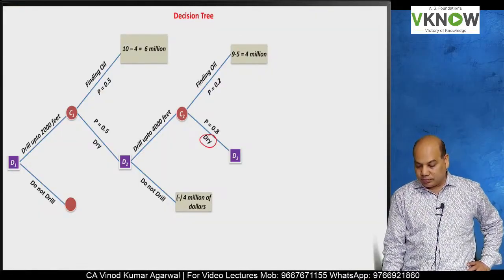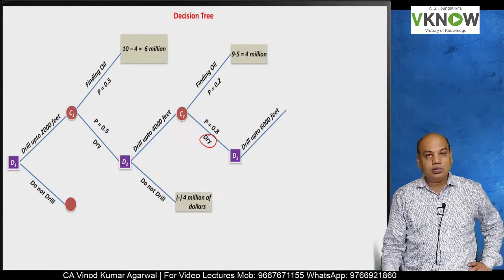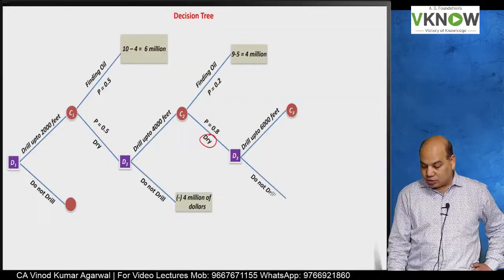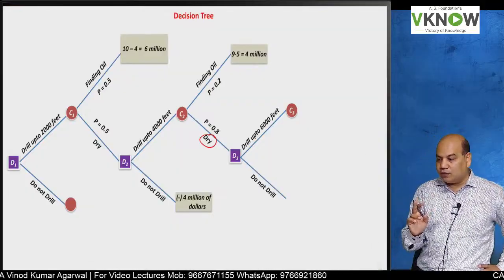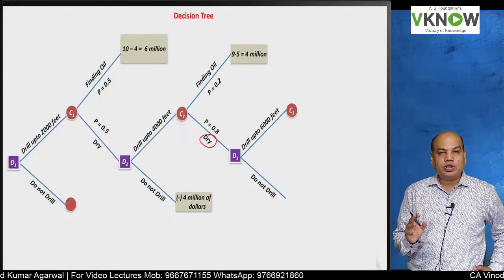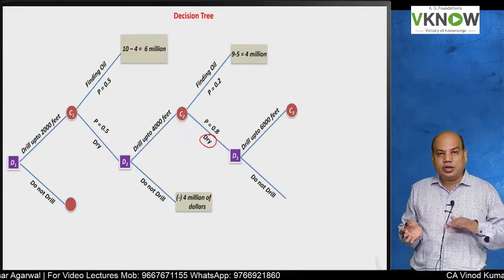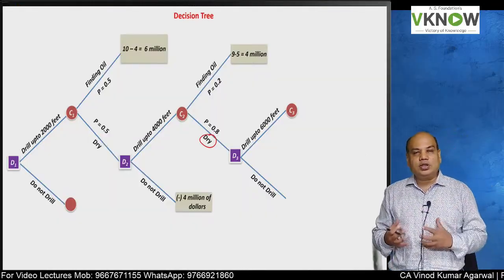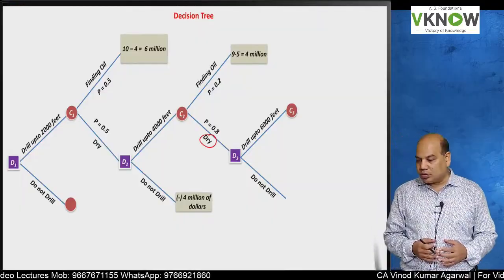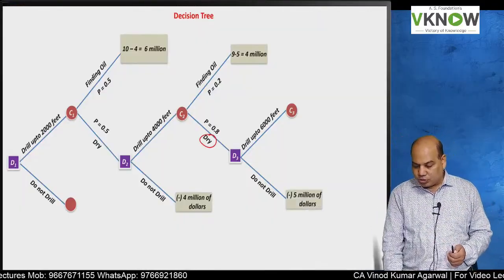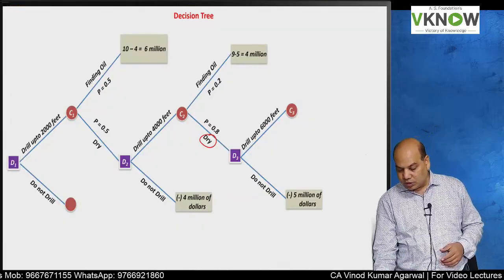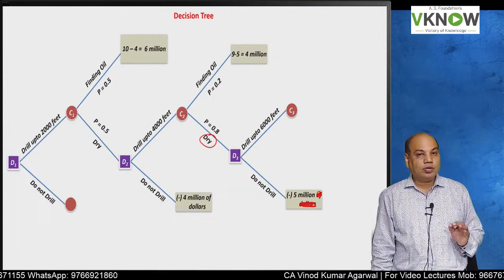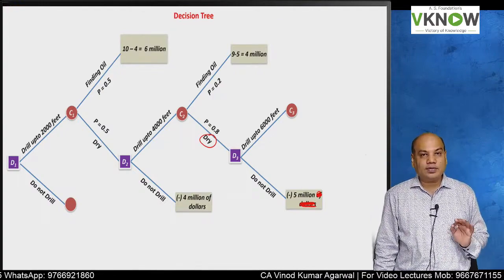You have two choices here. One is drill further 2000 feet, and the second choice is do not drill. Now tell me, if you do not drill further, what is your total loss till now? You have drilled up to 4000 feet and you have not got oil. What is your loss? Come on, what is your loss? Your loss is 5 million, because you have incurred 5 million in drilling and still you have not got the oil. So your loss will be 5 million.